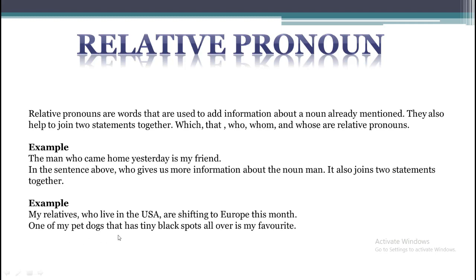One of my pet dogs that has tiny black spots all over is my favorite. So here I am talking about a dog, but which dog? That has tiny black spots. So I am giving more information about my pet dog. So that is a relative pronoun.